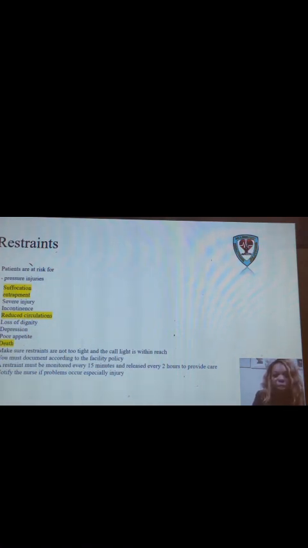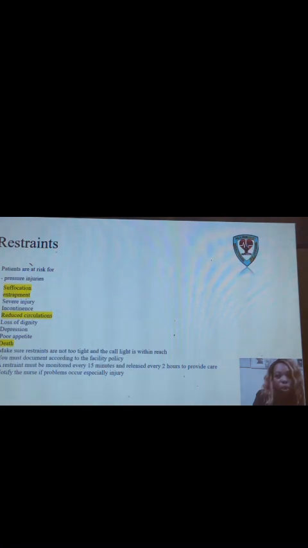Also, if you notice that a pulse is not present in an extremity that has a restraint attached to it, you want to make sure that you release that restraint immediately. You want to notify the nurse. So any type of injury or complication, you want to make sure you notify the nurse. Know that the person can die as a result of being restrained and not properly monitored.